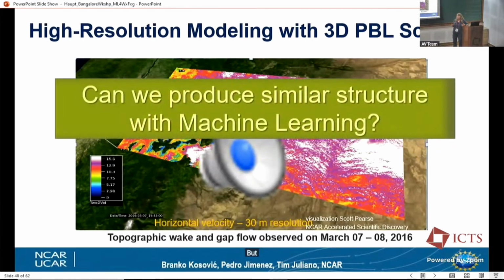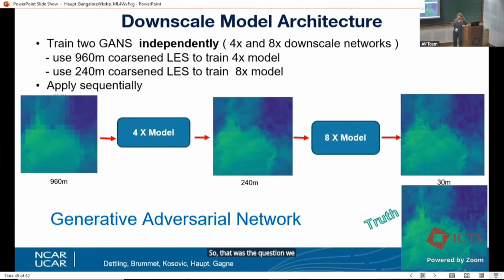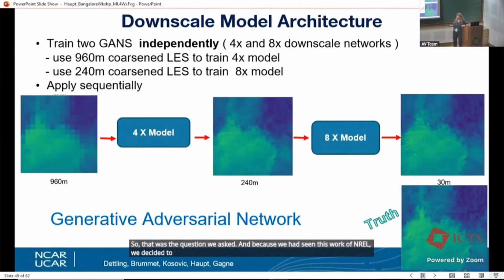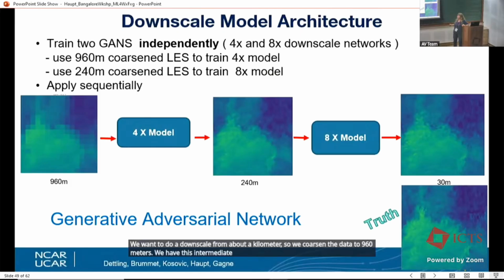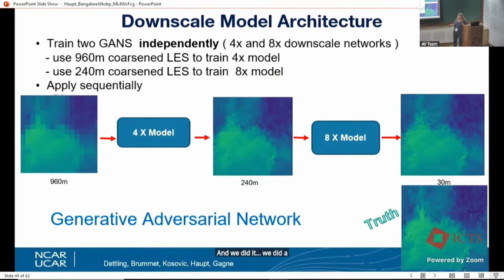But can we produce something similar using machine learning if we just had a doable simulation at, say, 1 kilometer? So that was the question we asked. And because we had seen this work of NREL, we decided to try a generative adversarial network. We want to do a downscale from about 1 kilometer. So we coarsened the data to 960 meters. We have this intermediate value at 240. And we did a 32 times downscale.